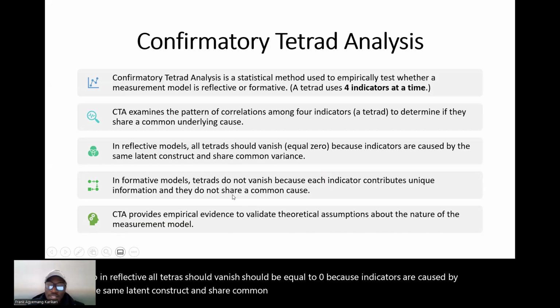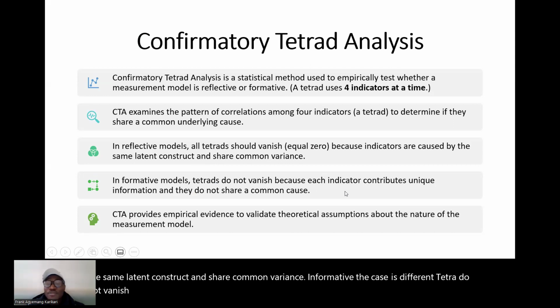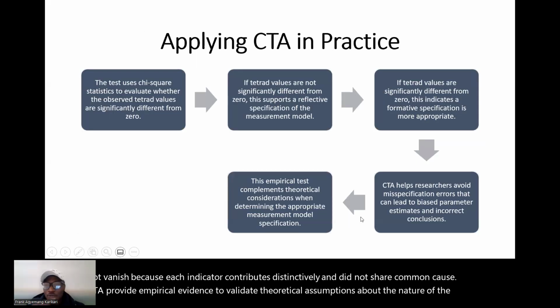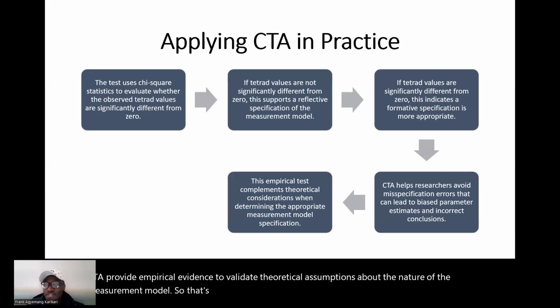In formative, the case is different. Tetrads do not vanish because each indicator contributes distinctively and does not share a common cause. CTA provides empirical evidence to validate theoretical assumptions about the nature of the measurement model. So that's what we can use to determine statistically.